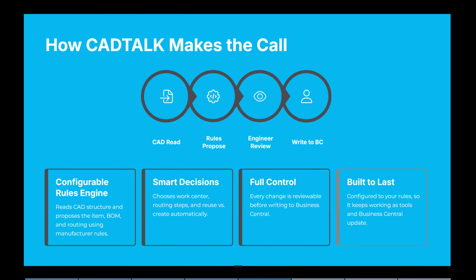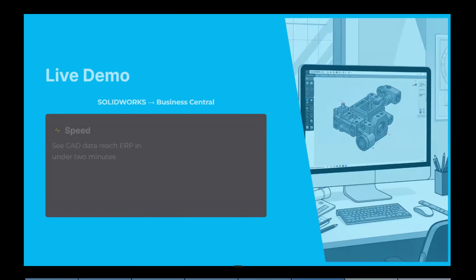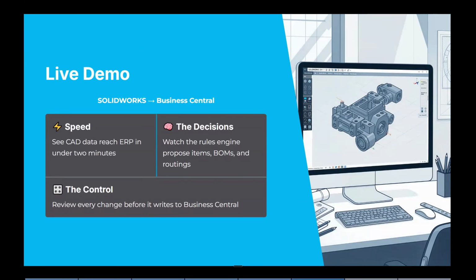And it is built to last because it's configured to your rules, so it keeps working as your tools upgrade, as your Business Central upgrades, and as you continue to move along, it's scalable with your business. That's how we built it, to be able to grow and scale with your business moving forward. So let's go into that live demo. Here's what you're going to see. You're going to see some speed.